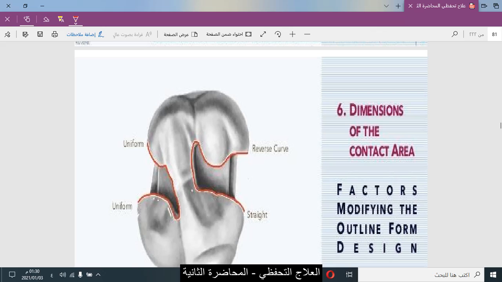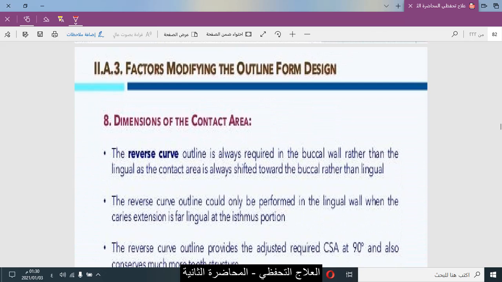Example for the upper molar. This is the oblique, which you have to know. You have to know the anatomy of upper molars and lower molars. Reverse curve requires buccal wall area rather than lingual wall, because the contact area is shifted toward the buccal, so we have to do the reverse curve into the buccal. This is the point I needed you to know. The reverse curve is only from the buccal, neither lingual, because the contact area is more toward the buccal than the lingual.